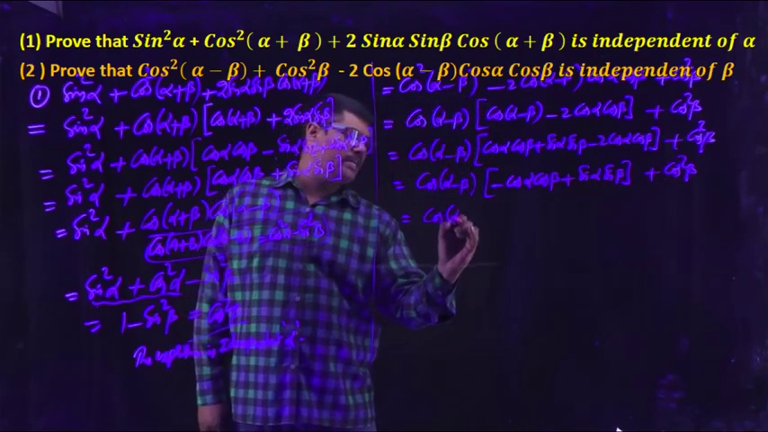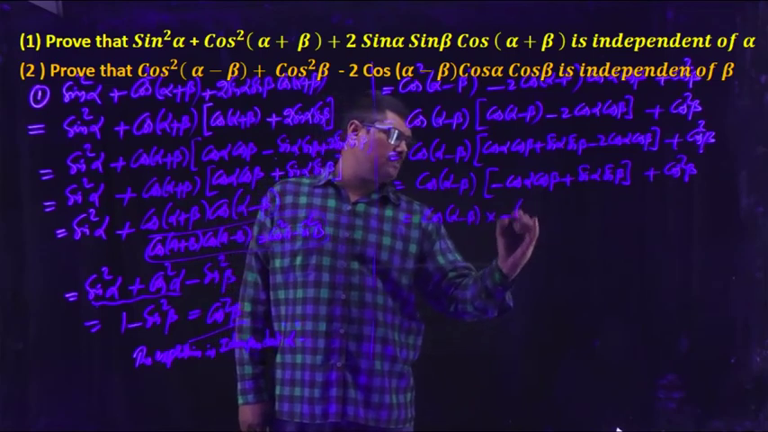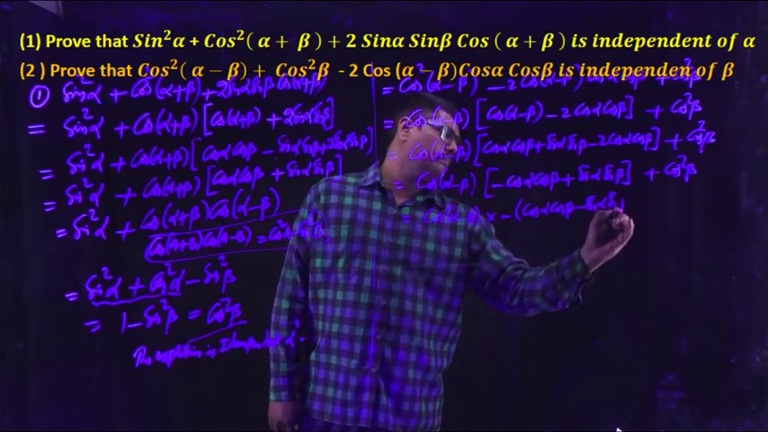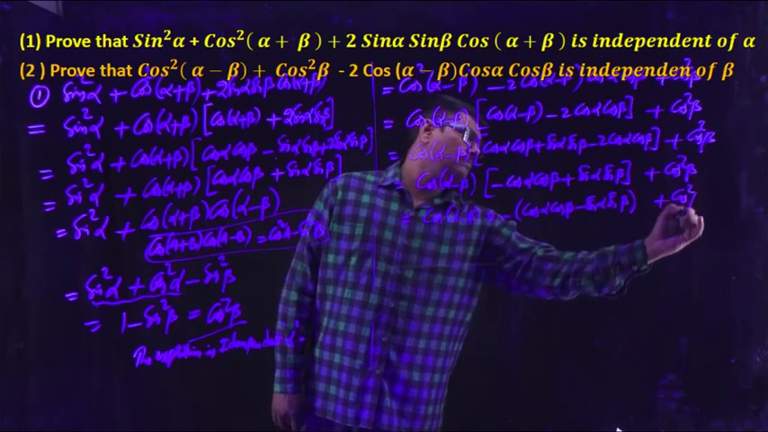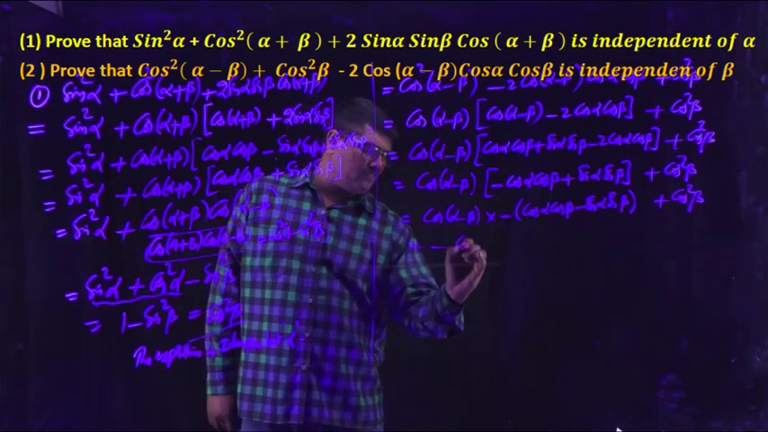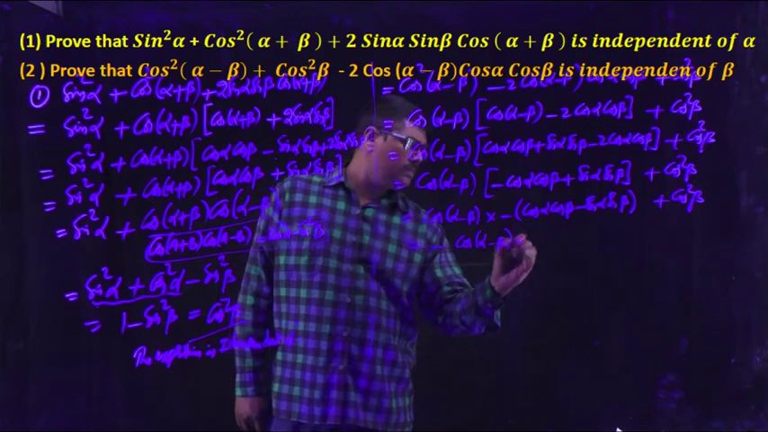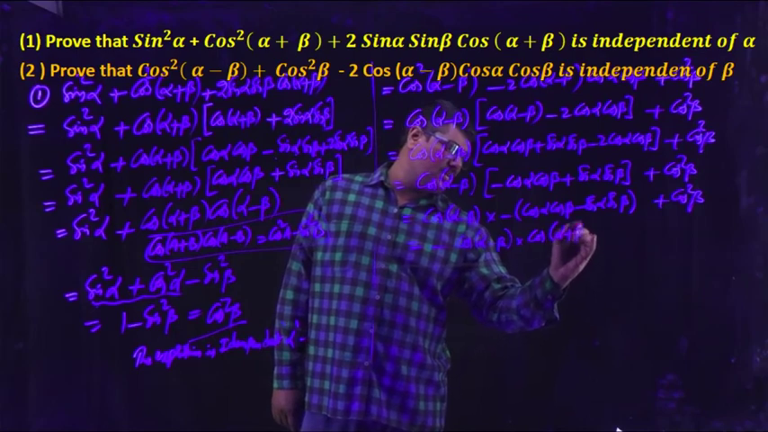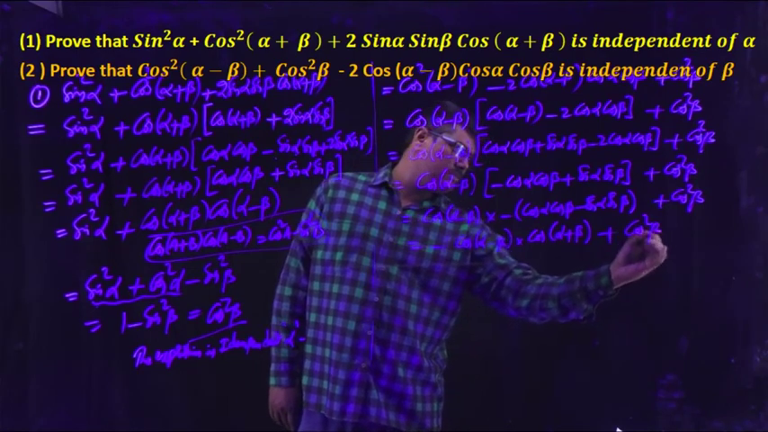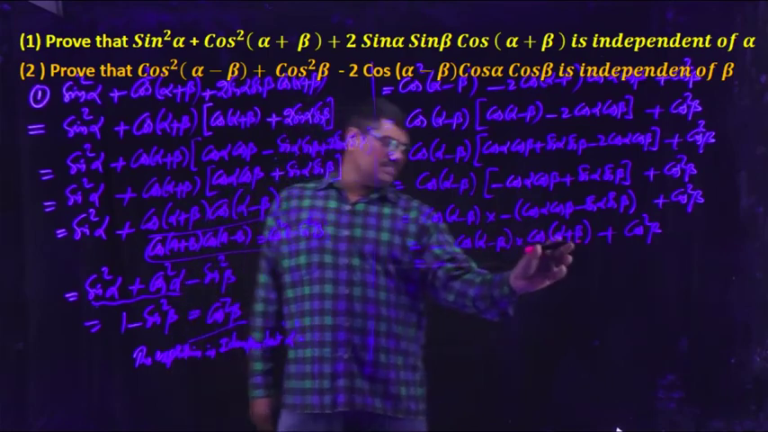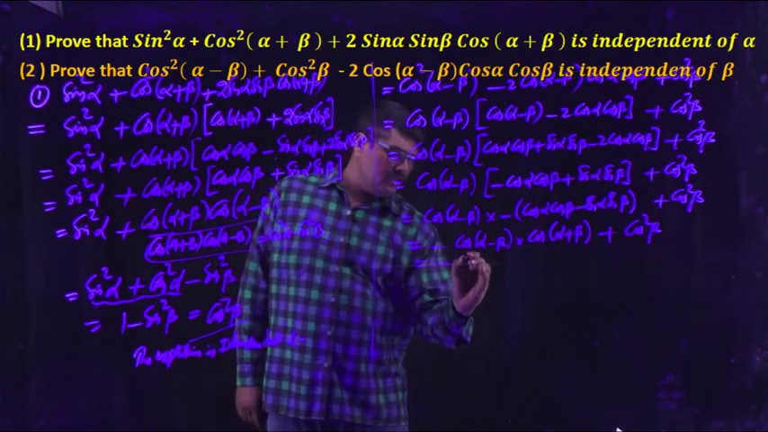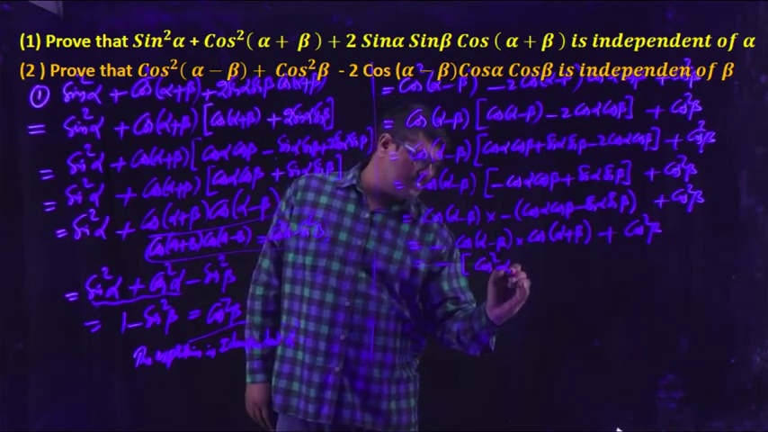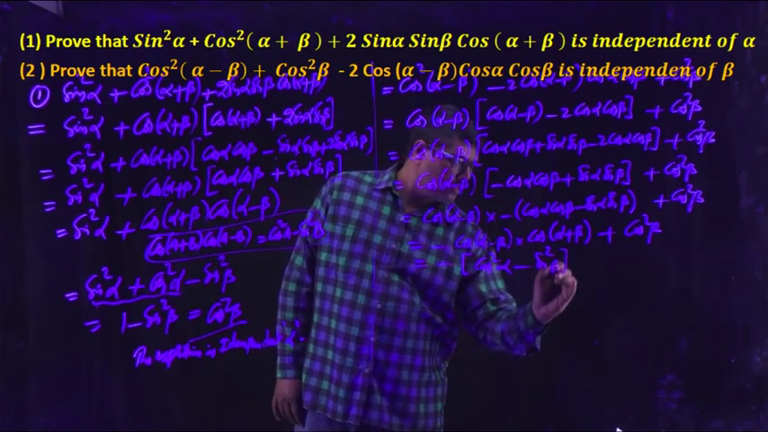Cos alpha minus beta into, separate minus from the bracket, you will get cos alpha cos beta minus sin alpha sin beta plus cos square beta. So which is minus of cos alpha minus beta into cos A cos B minus sin A sin B. Write that one as cos A plus B, that is cos alpha plus beta, plus cos square beta. Again, this is like cos A plus B into cos A minus B. Already we applied the formula here, so it will become cos square alpha minus sin square beta plus cos square beta.